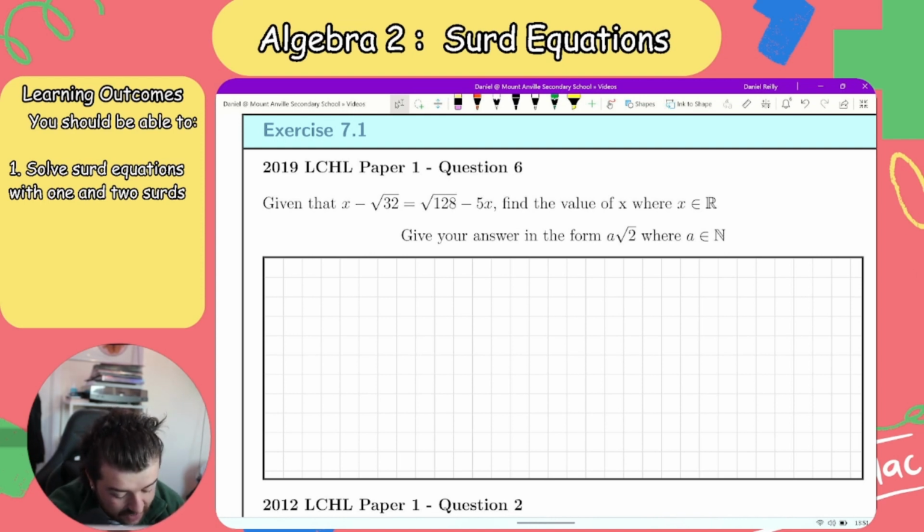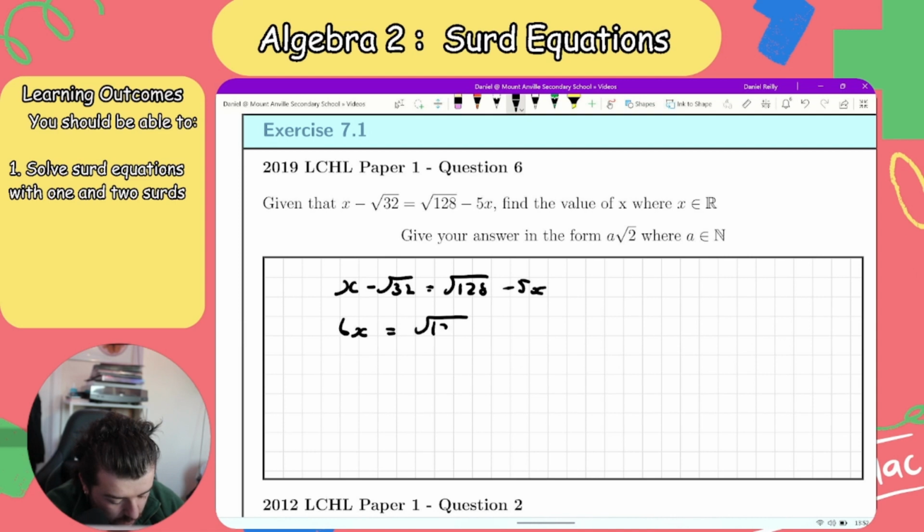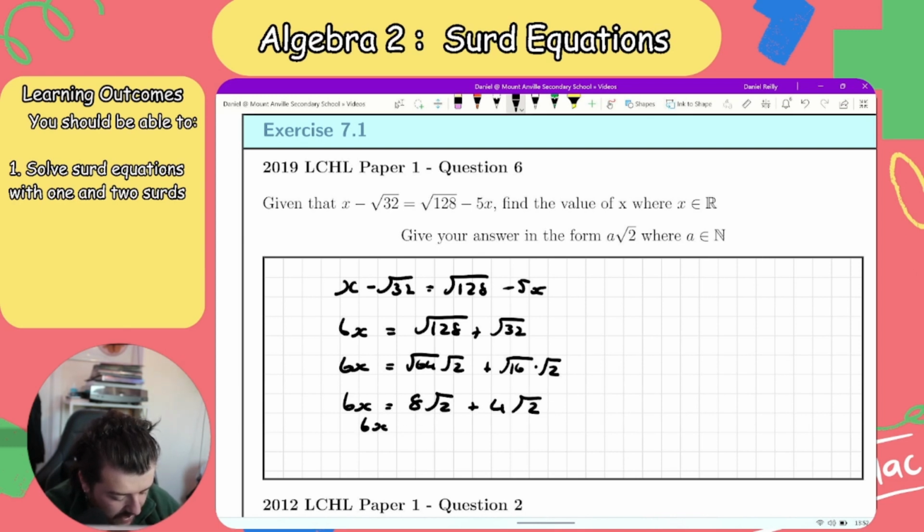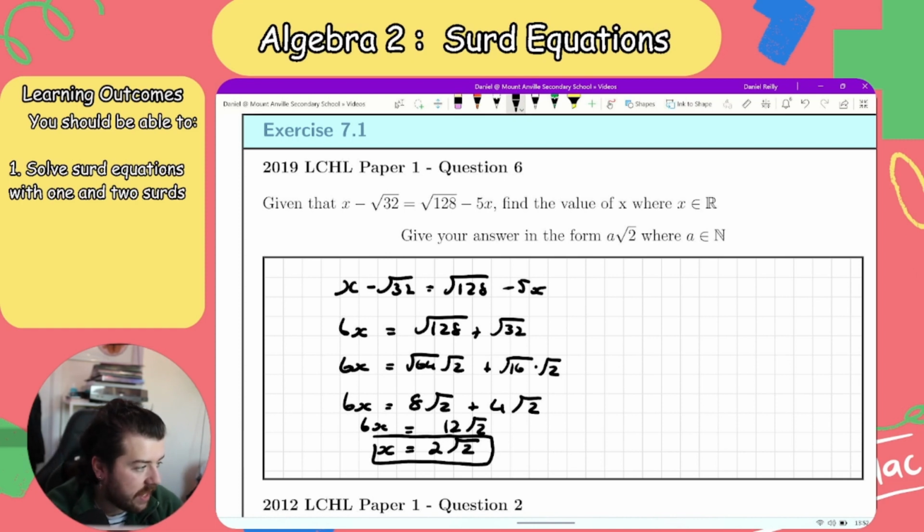So, gather my x's on their own. So I have x minus root 32 equals root 128 minus 5x. I'm going to have 6x equals root 128 plus root 32. 6x equals root 64 times root 2 plus root 16 times root 2. 6x equals 8 root 2 plus 4 root 2. 6x equals 12 root 2. x is going to equal 2 root 2. That's my solution. There, bada boom, bada bing.